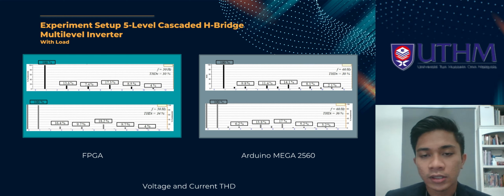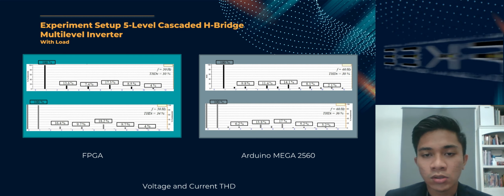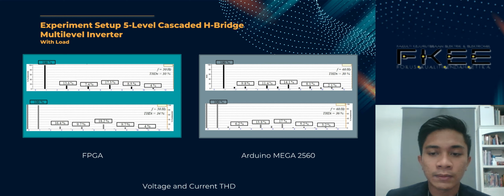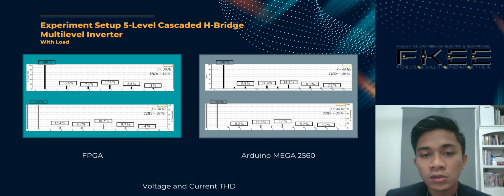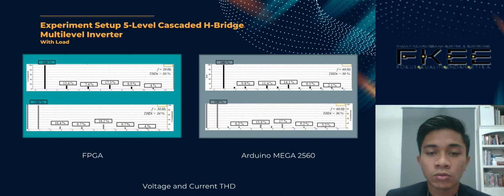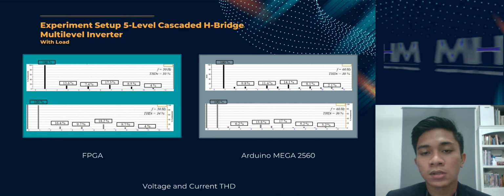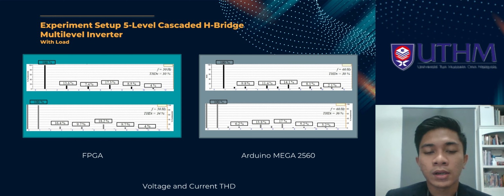So in conclusion, I can say that the circuit model is working properly, because the voltage THD for both FPGA and Arduino Mega is almost the same as in the simulation result. In the simulation we produced about 29% of voltage THD, while in the circuit model it produced about 30% of voltage THD.